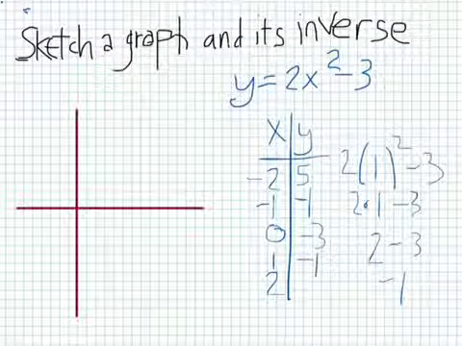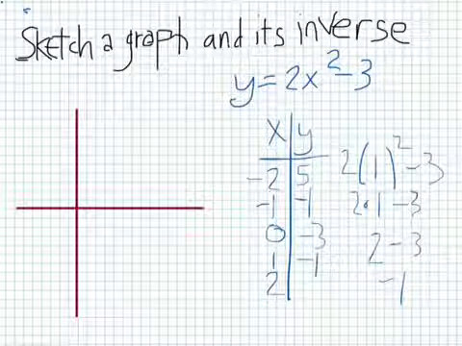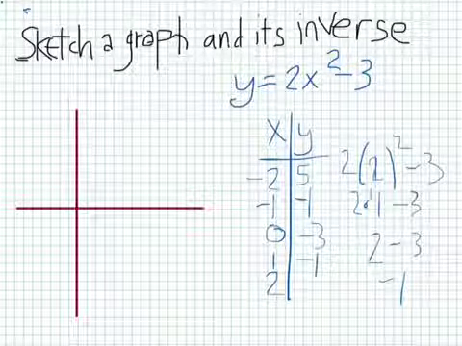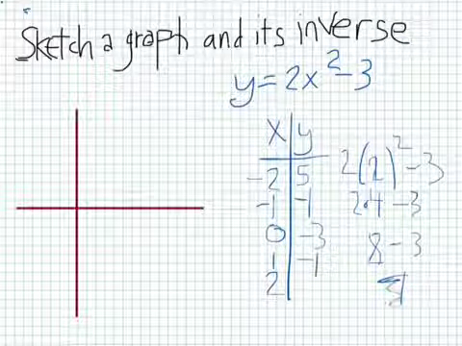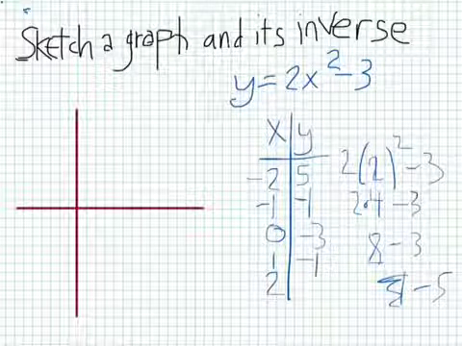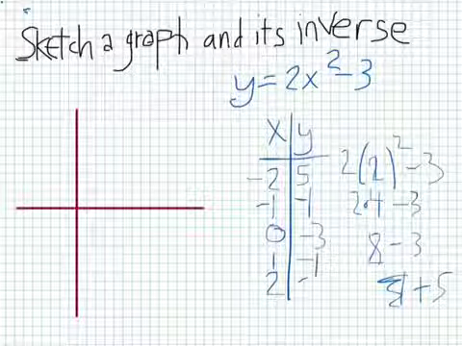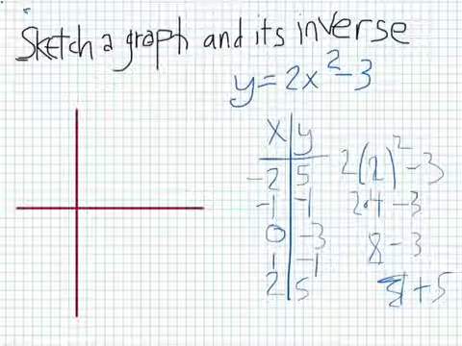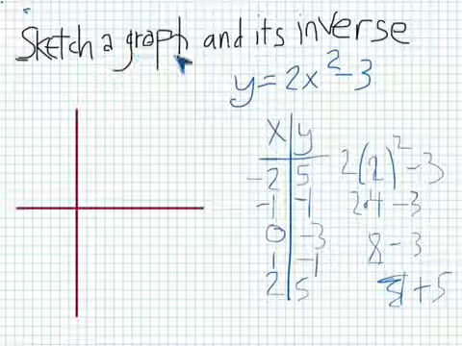Hope I get a 5. And you might see right away they do get a 5 because 2 squared is 4. 2 times 4 is 8. 8 minus 3 is +5. So there's some points. So sketch a graph of this function.